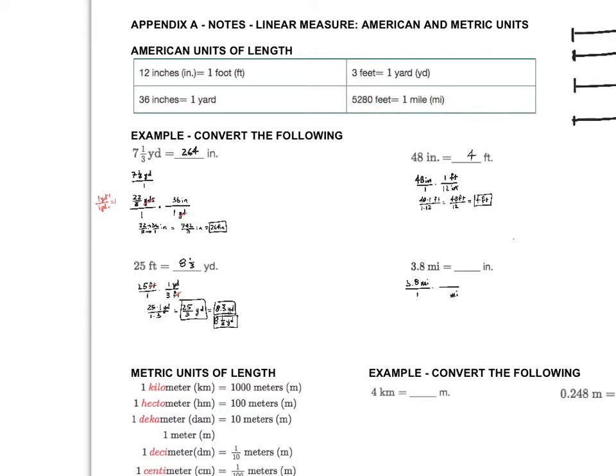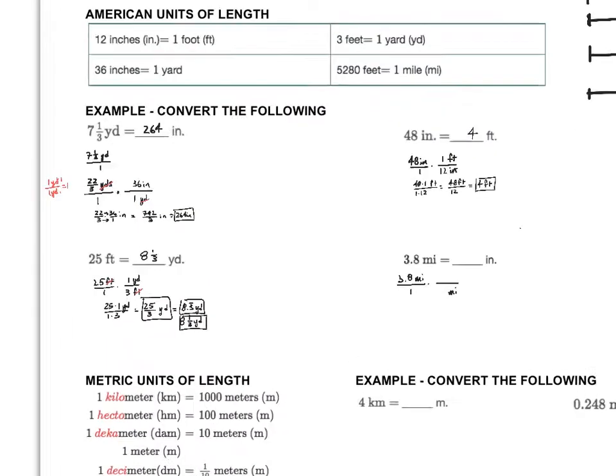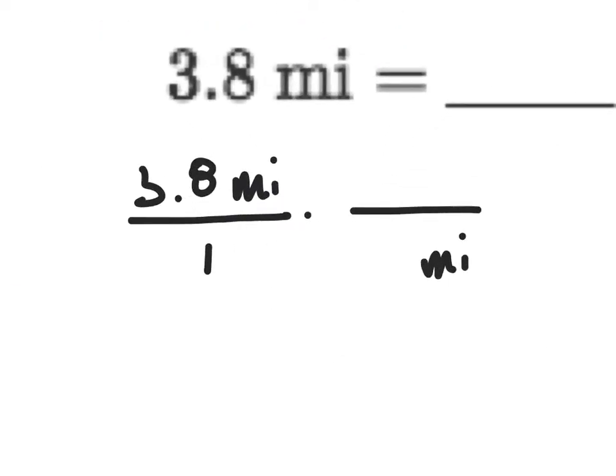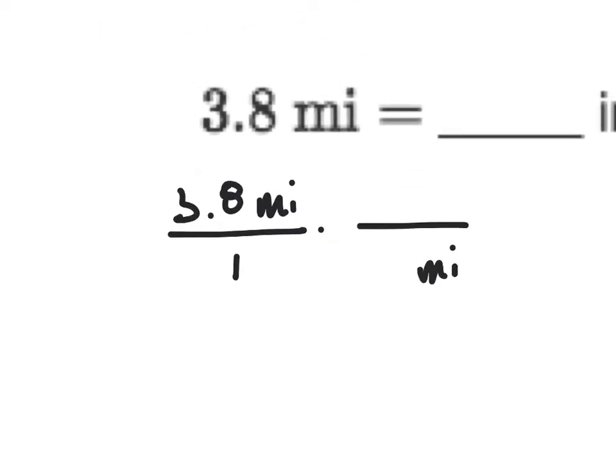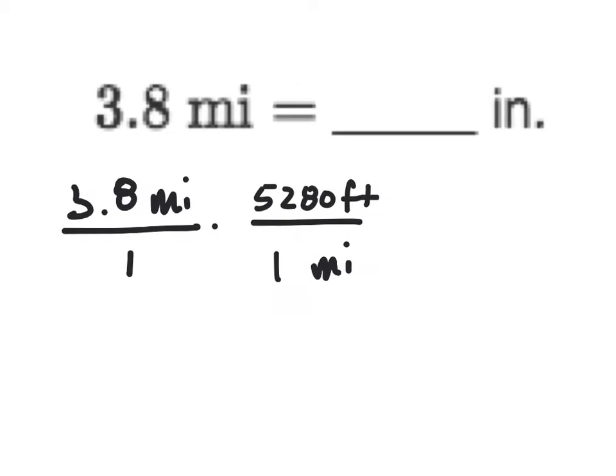is equal to 5,280 feet. So I'm going to come down here and put that 1 mile is the same thing as 5,280 feet. But my goal here is to convert this into inches. So now we can divide out the miles, but we need to convert this from feet into inches.